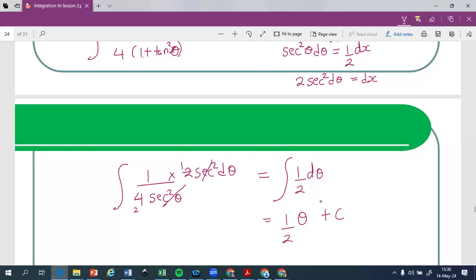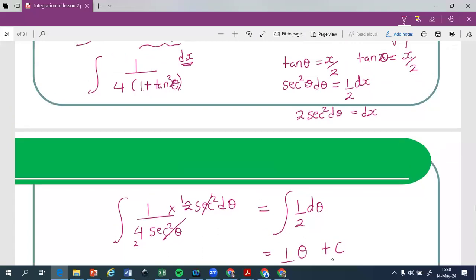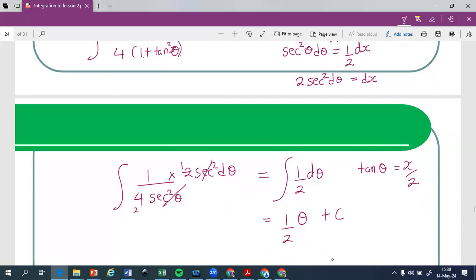Now, after getting this, I go back, because we said before we differentiated that our tan theta was equal to x out of 2. Since you are interested in theta, when you make it the subject, theta is equal to tan inverse of x out of 2. So where there is theta, we put tan inverse x out of 2. So here I have 1 out of 2 tan inverse x out of 2 plus c. Members, is that fine?